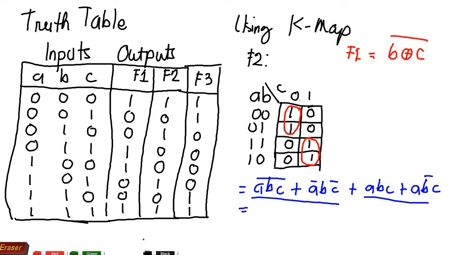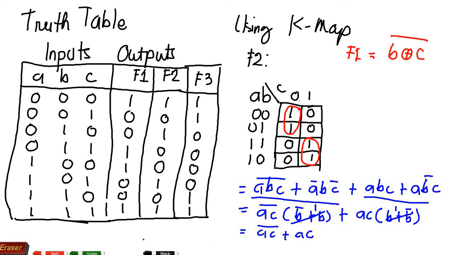Now let's simplify. What's the common in the first group? The common in the first group, you have A, C bar times B bar plus B. So this will be equivalent to 1. And in the other group, the common is A and C multiplied by B plus B bar, and it's equivalent to 1. So simplifying, we have AC bar plus AC, or this is equivalent to A XNOR of C. This is now your F2, the equation of your F2.